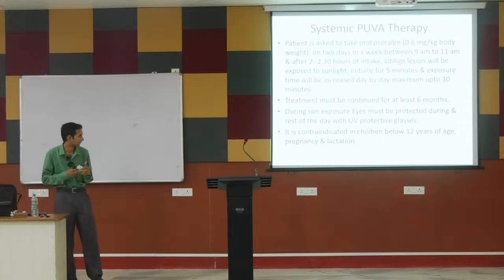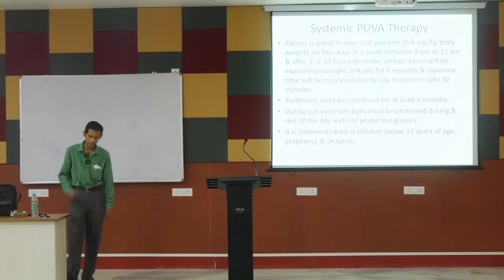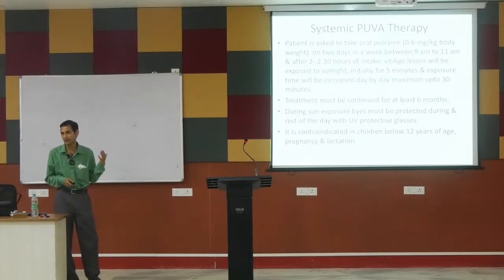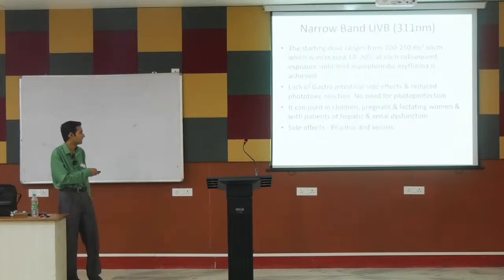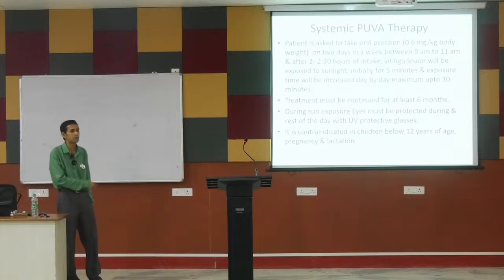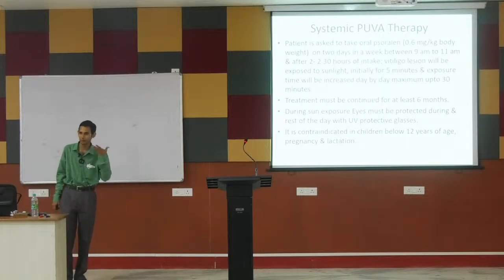This is the most important treatment, but it is a long process. Treatment must be continued for at least 6 months, sometimes 9 months or 1 year is needed. And during the sun exposure, and on the rest of the days, the eyes must be protected with UV protective glasses. So UV protective glasses are the most important thing.